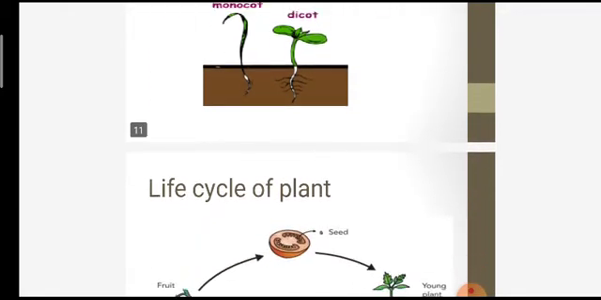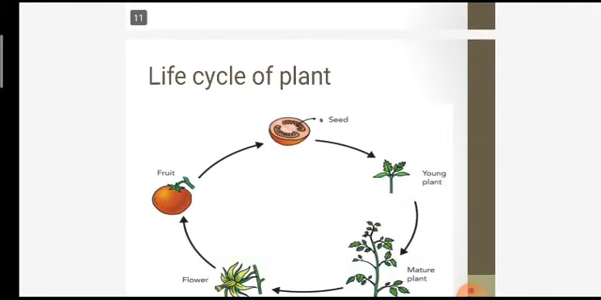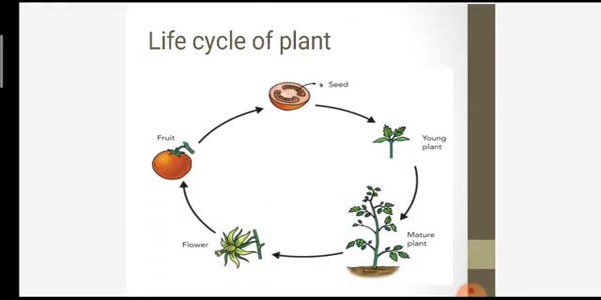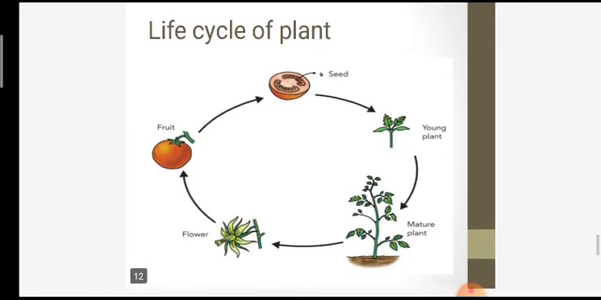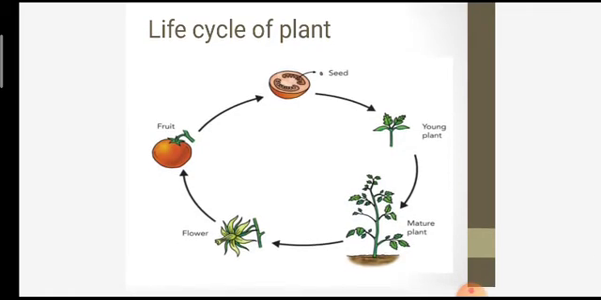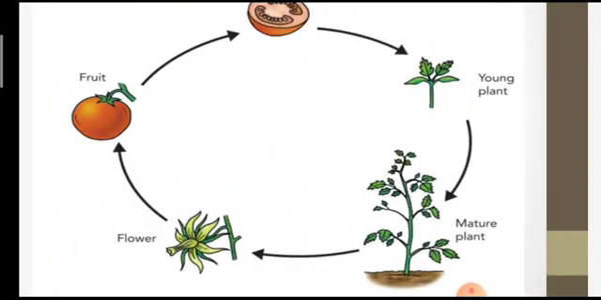Then I'll explain the life cycle of the plant, how the plant grows. The plant is grown from the seed. One seed you plant into the ground or soil. It grows into a young plant. This plant grows into a mature big plant. See, this is your mature plant.